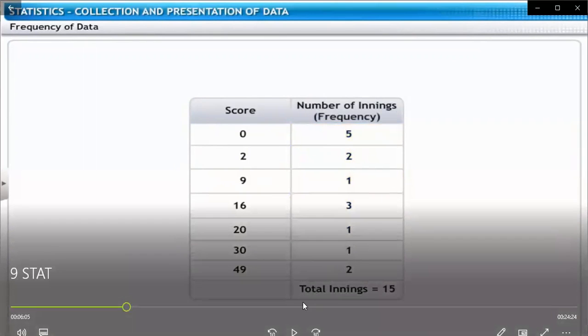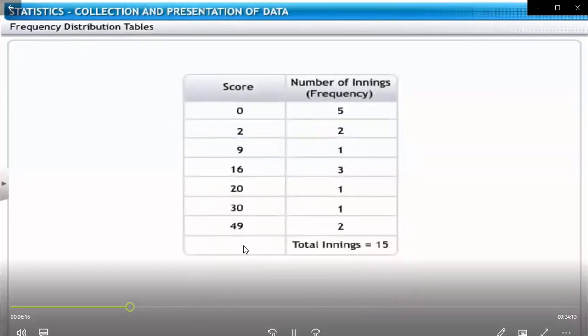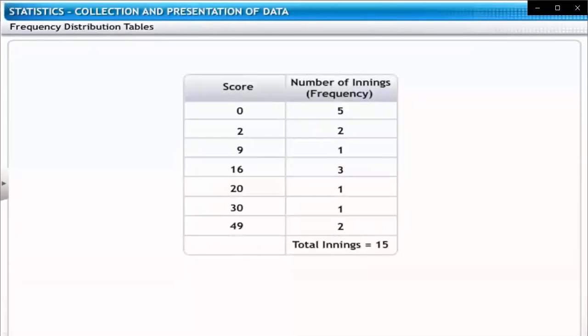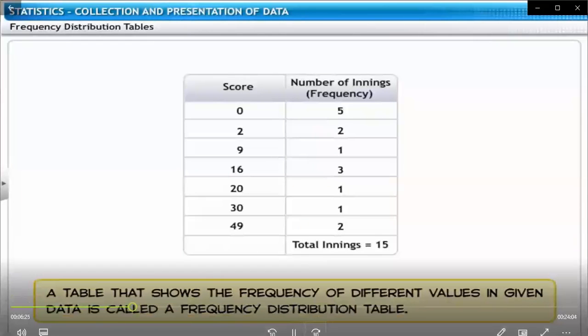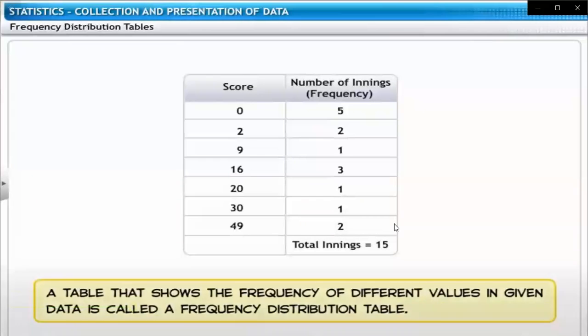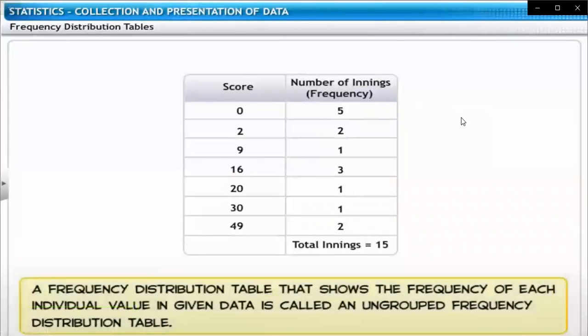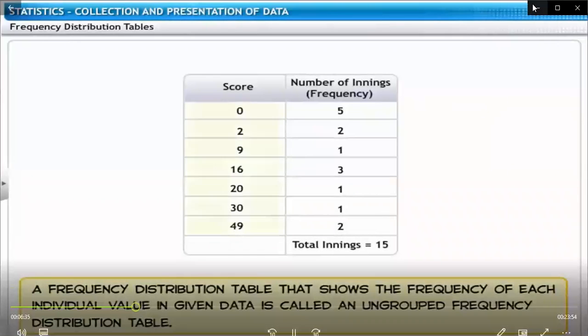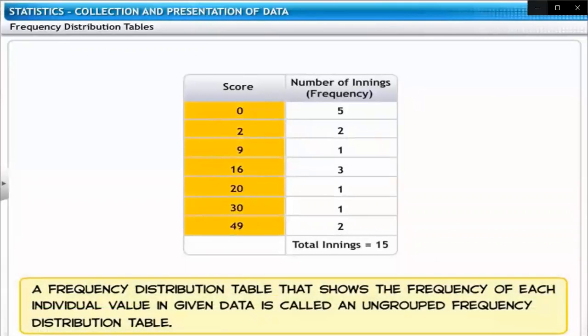Okay, so in this way we can make the table, and that's why it is called a frequency distribution table, right? Similarly, the frequency of scores in various innings can be represented like this. And this table was created to represent his scores in the last 15 innings. So a table that shows the frequency of different values in given data is called a frequency distribution table, right? And the frequency distribution table that shows the frequency of each individual value in the given data is called an ungrouped frequency distribution table.